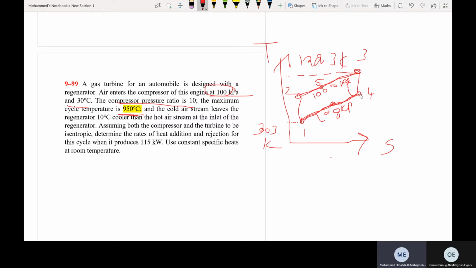Remember, point 4 temperature should be higher than point 2 temperature, as I told you. So this is the cold air stream. From 2 to 5, this is the cold air stream. And from 5 to 6, this is the hot air stream.